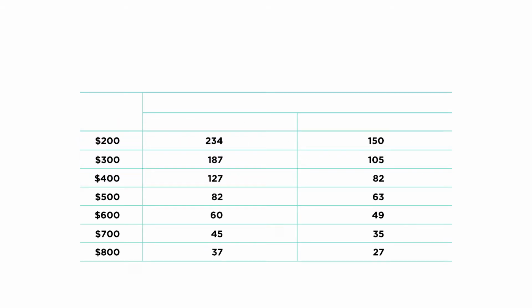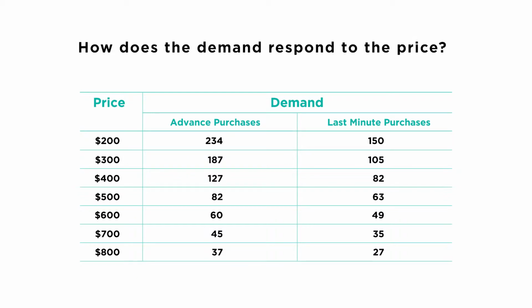For this problem, we want to figure out what are the optimal prices for advanced tickets and last-minute tickets. But before we can jump into the pricing problem, we need to think about how does the demand respond to prices? That is, we need to come up with a model for how does the demand respond to prices. Let's think about one of these two cases. Let's think about advanced demand, for example.